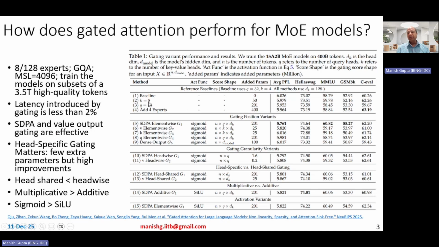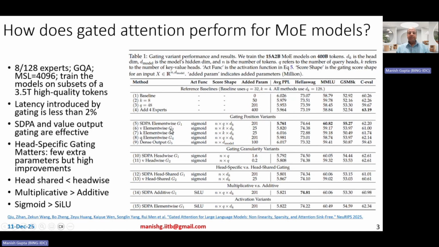But what they also try to do is make the baseline better by adding some more parameters. So they tried k equal to 8, so 8 different key heads and then 48 different query heads, right? Both of them increase the number of parameters by 50 million or 200 million, as you can see here. They also tried increasing the number of experts from 128 to 4, and making all of those activated, which means that adds a huge number of parameters, like 400 million, to the model.